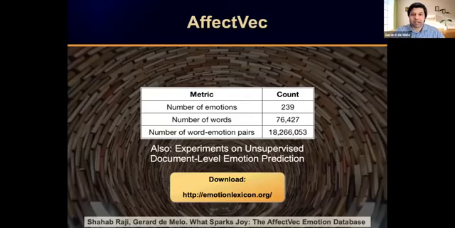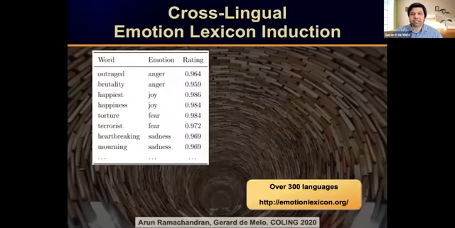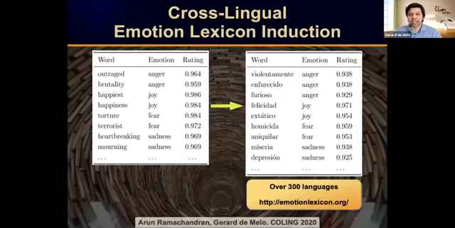All right, another extension is extending this to the cross-lingual case. In this Coling paper, we looked at low resource languages where we have very little data. There we created similar kinds of lexicons for over 300 languages. So the focus was not so much to get the highest possible accuracy, but to have at least something for some of the low resource languages.